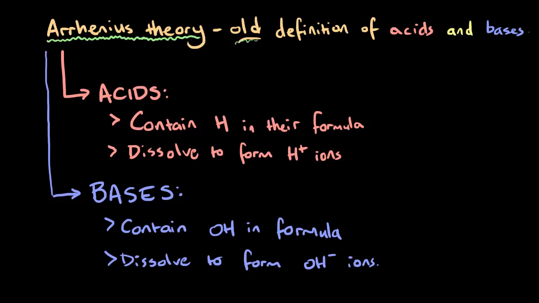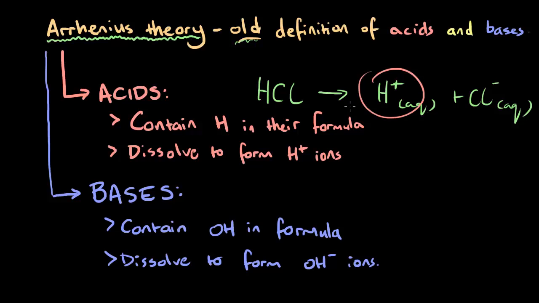According to the Arrhenius theory, acids are substances that contain H in their formula, and they dissolve in water to form H+ ions. So, a great example of an Arrhenius acid would be hydrochloric acid, HCl, because the substance contains H in its formula and it dissolves in water to form H+ ions as well as chloride ions. So according to Arrhenius theory, it is the H+ ion which is actually the acidic thing, and the chloride ion is not the acidic part of the molecule.